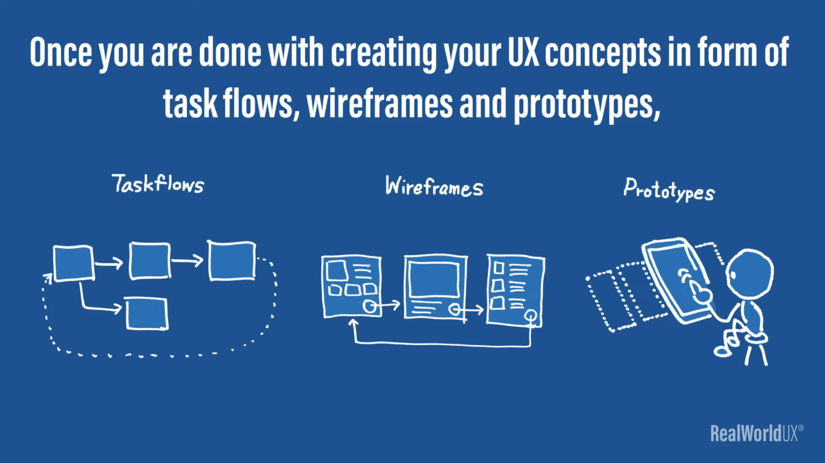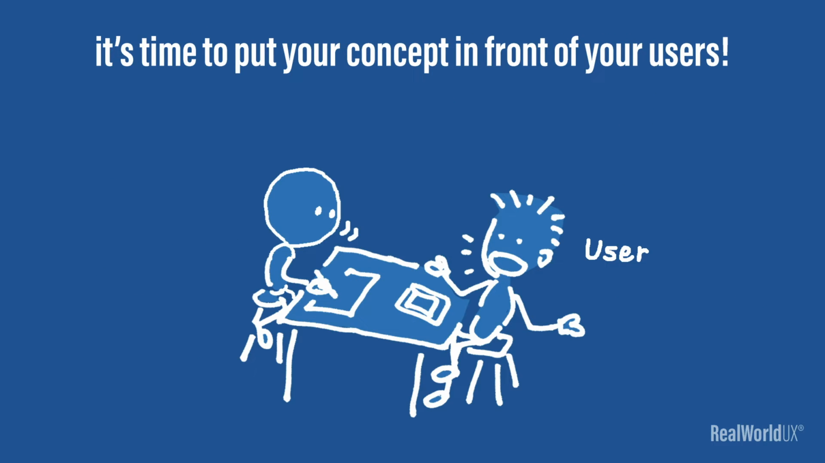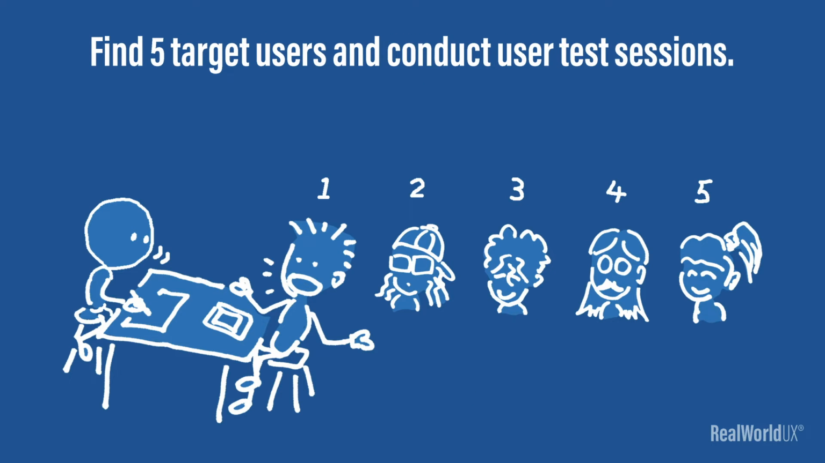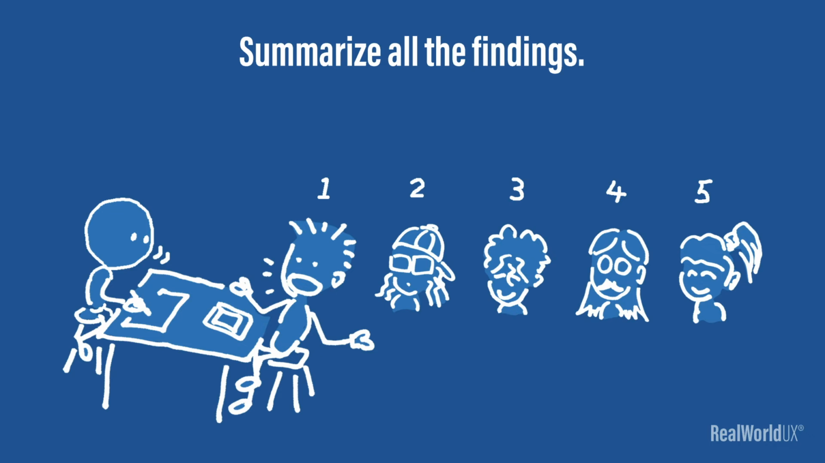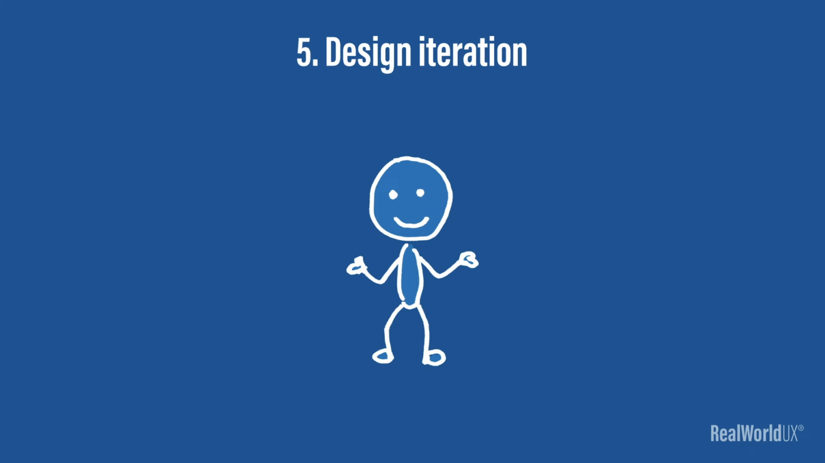Step 4. User test. Once you are done creating your UX concepts in the form of task flows, wireframes, and prototypes, it's time to put your concept in front of your users. Find 5 target users and conduct user test sessions. Put your concept prototype in front of them and find what works and what doesn't. Summarize all the findings.